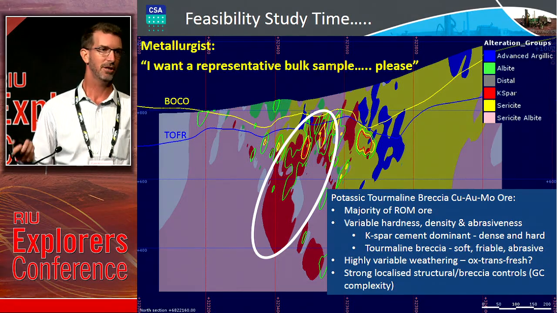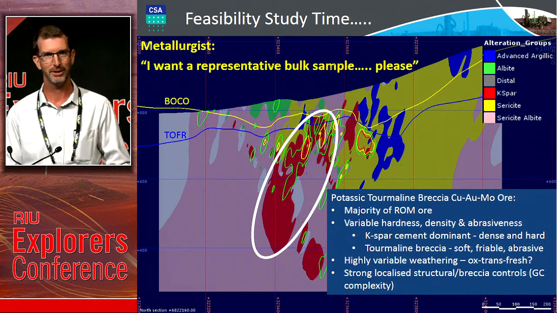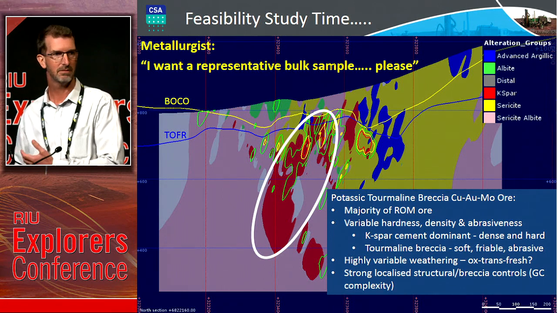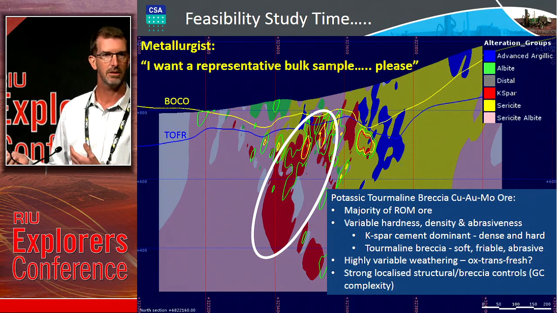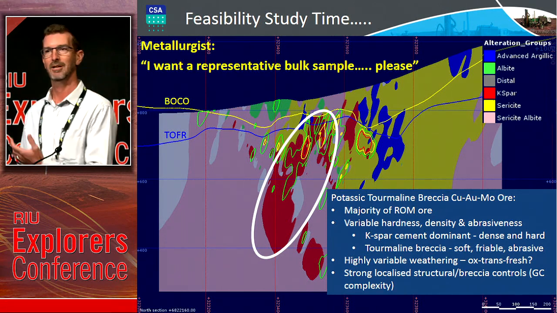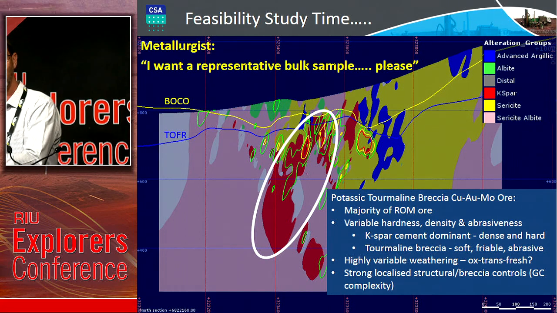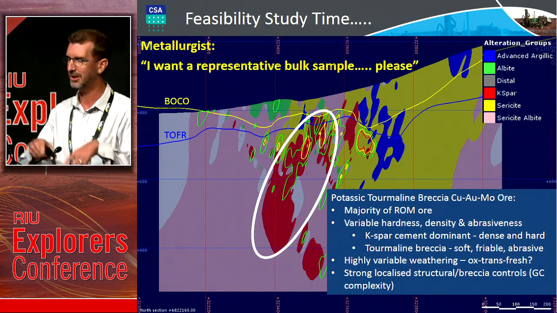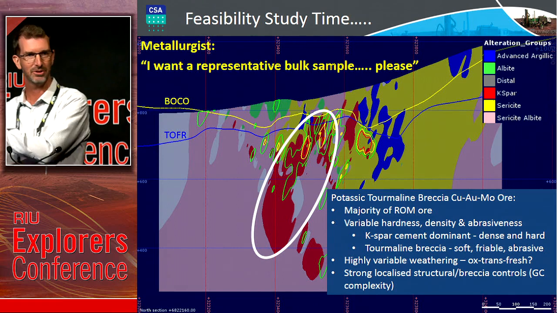So then the metallurgists come on the scene, a little bit late, probably should have been talking to them earlier, and they said, I want a representative bulk sample for this. Now, if we didn't have the multi-element geochemistry, what would happen was, most likely, the geology model would be looked at, it wouldn't be qualitatively constrained, and we'd say, okay, here's our ore in fresh rock and oxide, there's 2 bulk samples, off you go.